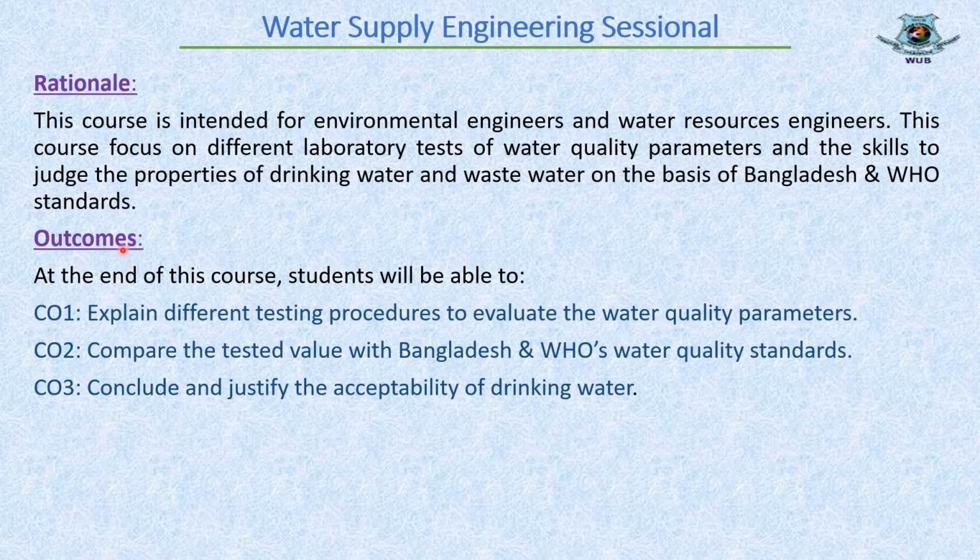Outcomes. This course has 3 outcomes, and at the end of the course, students will be able to explain different testing procedures to evaluate the water quality parameters, compare the tested value with Bangladesh and WHO water quality standards, and conclude and justify the acceptability of drinking water.